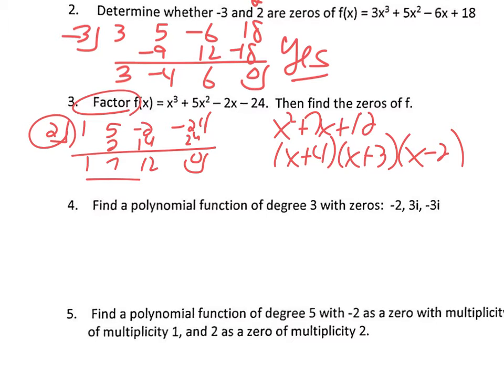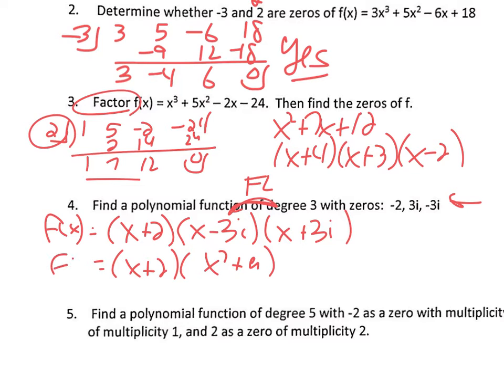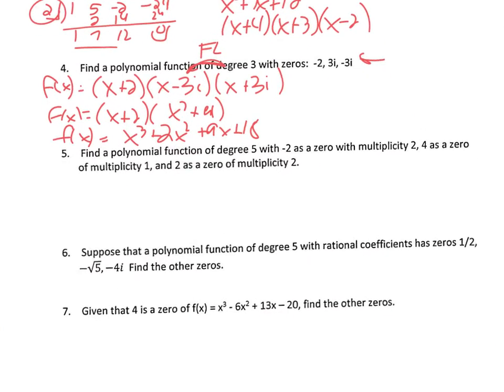Number 4 says find a function of that degree with those zeros. -2 came from here, 3i came from here, -3i came from this factor, and all you're going to do to solve that, and you can see it on your paper already, since those are conjugates, do those first, and you can just do first last on those, and then take the x plus 2. If you do first last on those, you should get x squared plus 9, and that's a 9 right there. I'm trying to hurry. And then just do FOIL, x cubed, 2x squared, 9x, and 18. Should be good there.